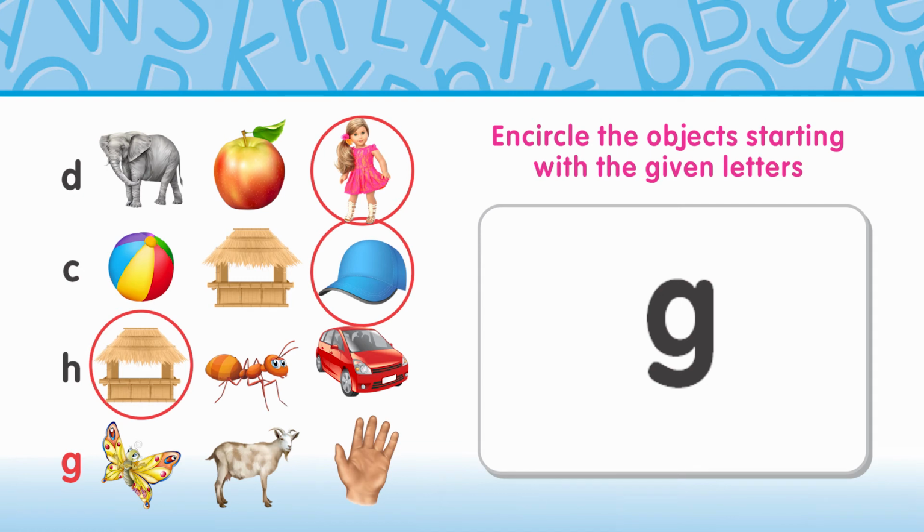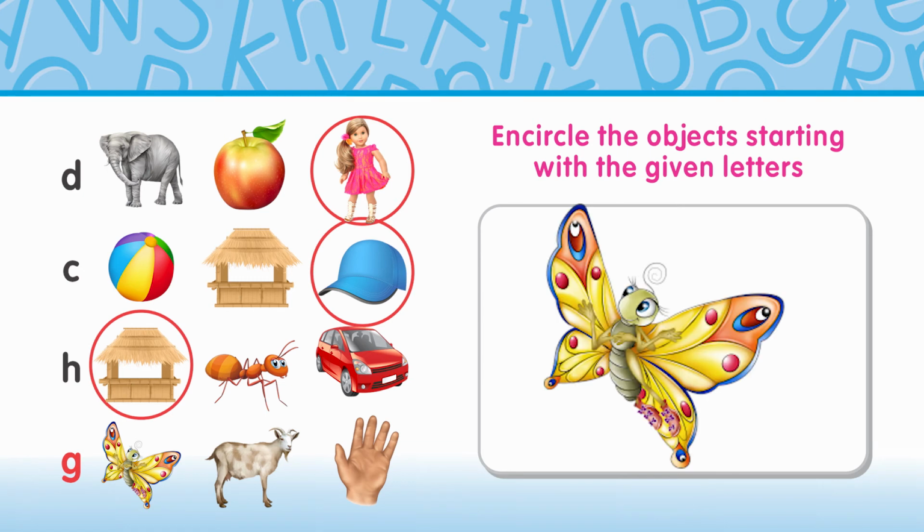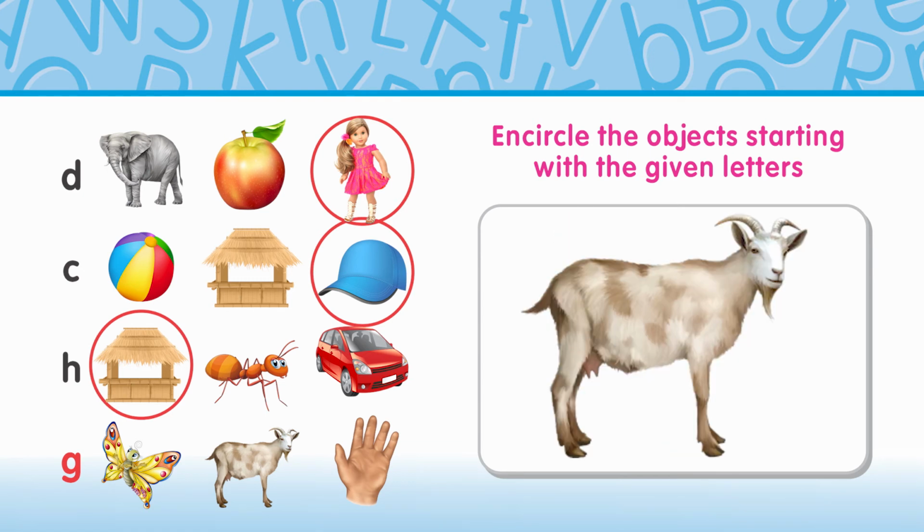G stands for goat. Now we search the picture of goat in the row. Butterfly, goat. Yes, this is the picture of a goat. So we encircle the picture of a goat.